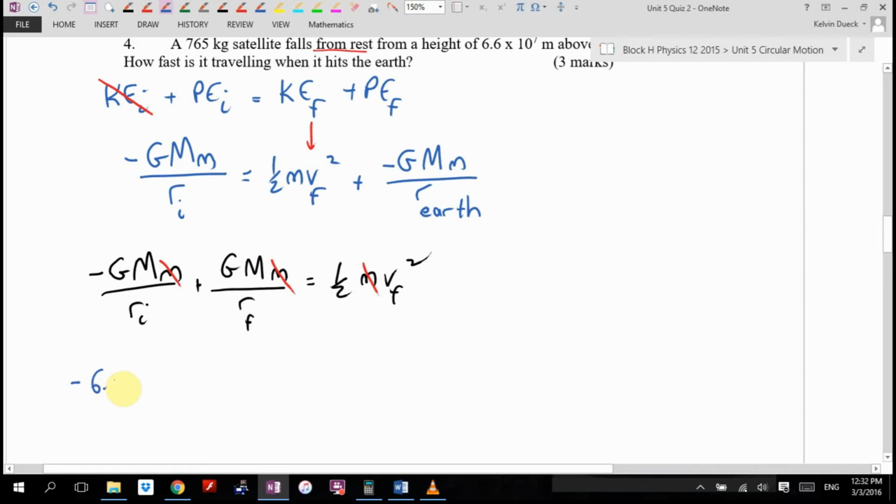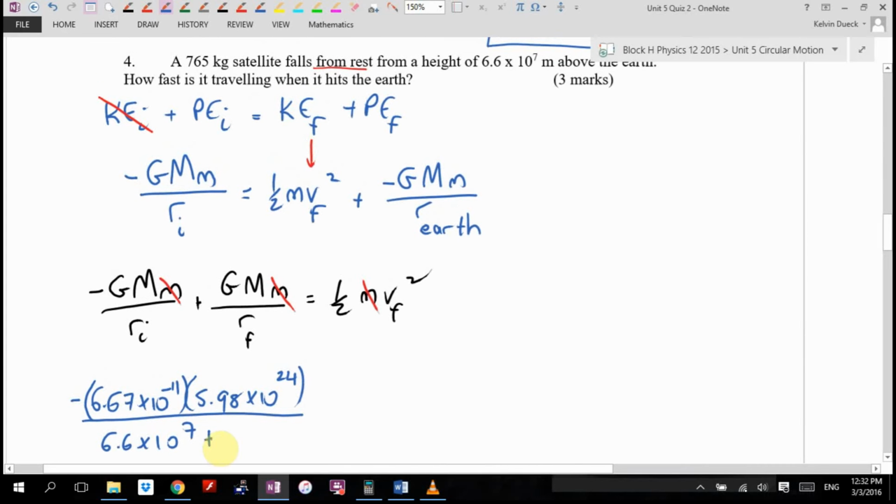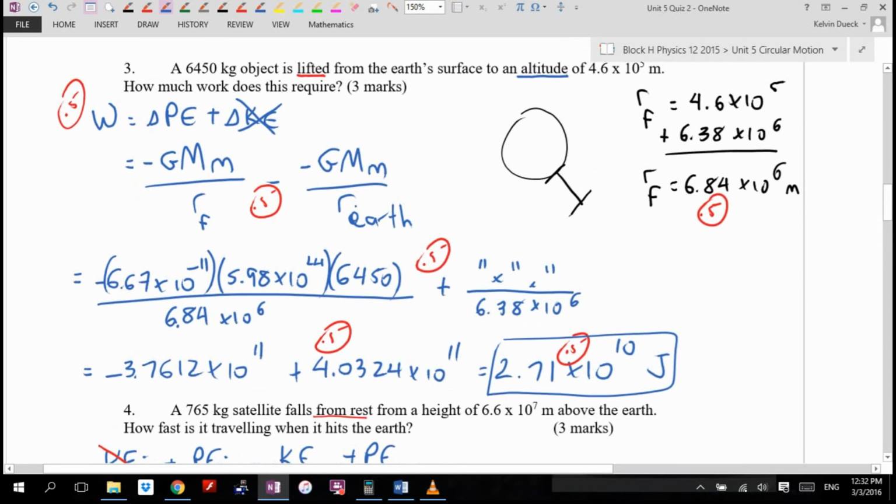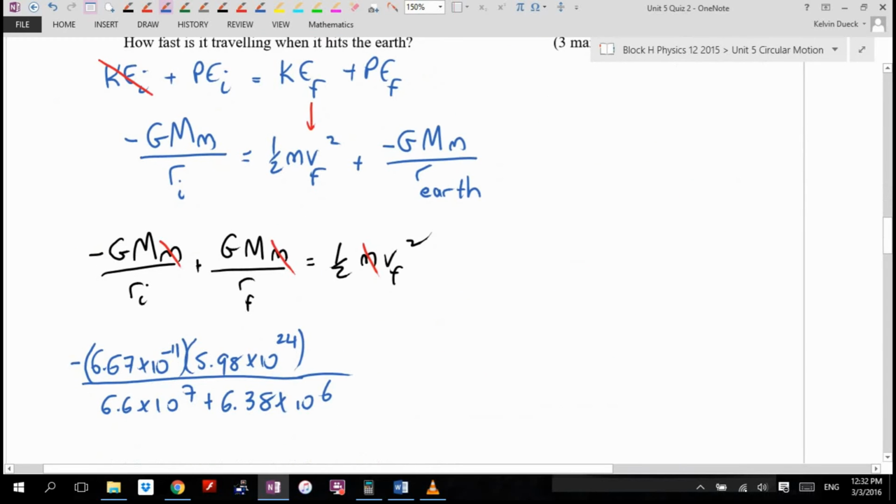Negative 6.67 times 10 to the negative 11, 5.98 times 10 to the 24th, all over 6.6 times 10 to the 7th. Is that correct? It's not correct. That's the height. I'm going to have to add the Earth's radius. Here I did it separately on a separate line. Here I chose to do it in the equation.